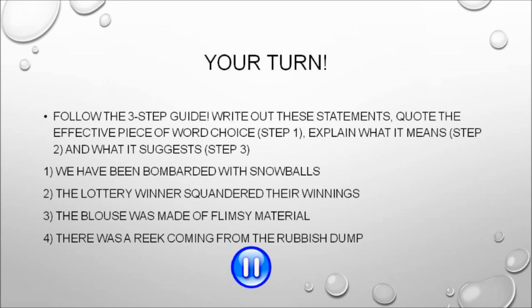Then step 2, explain what it means, and then what does it suggest. So just write out the sentence, underline the word you think it is, underneath it you would say, just as the word it means to do, this suggests. Okay, and try the 3-step formula for these. So just pause the video here while you have a wee shot and then see if you get the right answers. Good luck!